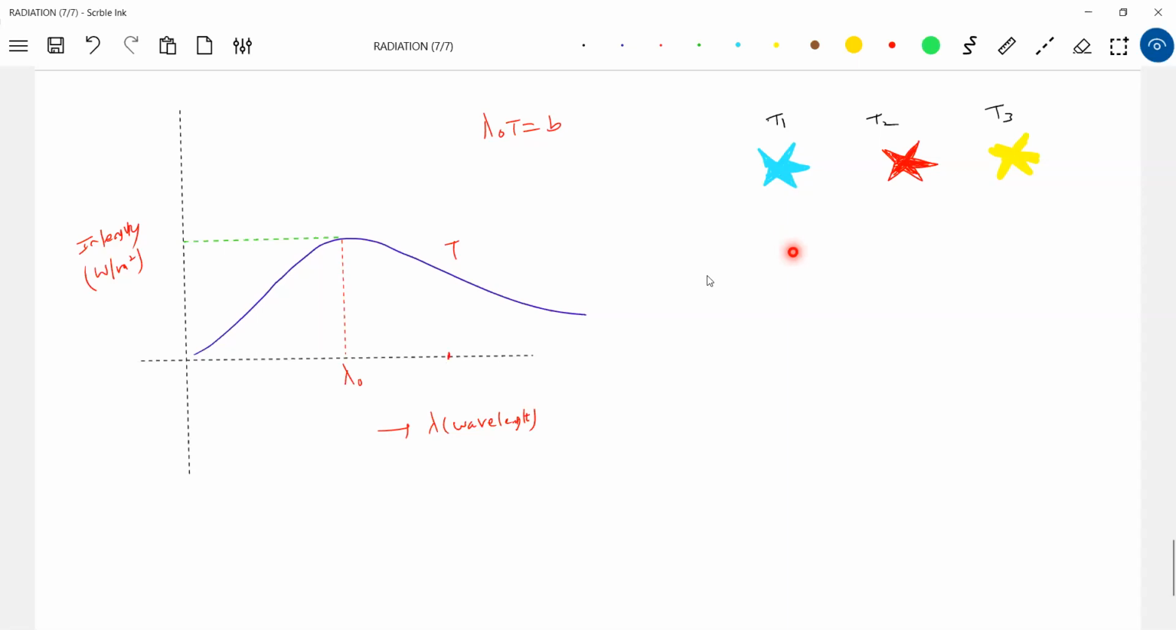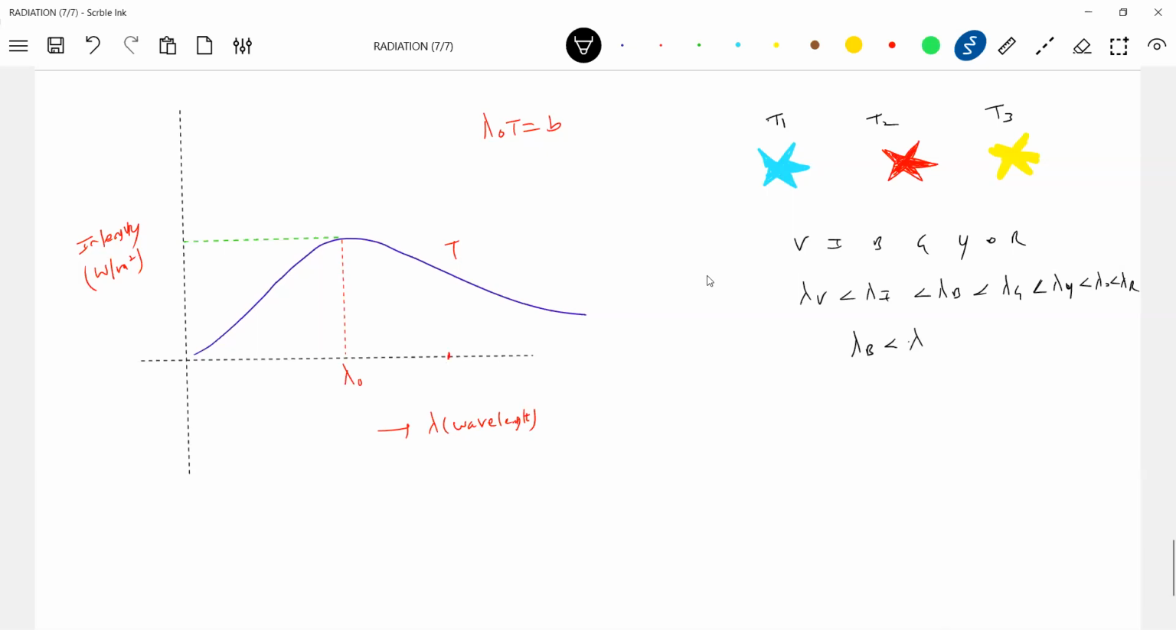We know VIBGYOR: violet, indigo, blue, green, yellow, orange, red. We write the wavelengths like this: lambda V, lambda I, lambda B, lambda of green. Now lambda of blue will be less than that of yellow, which will be less than that of red. If you compare, lambda R is greater than lambda Y, which is greater than lambda B.